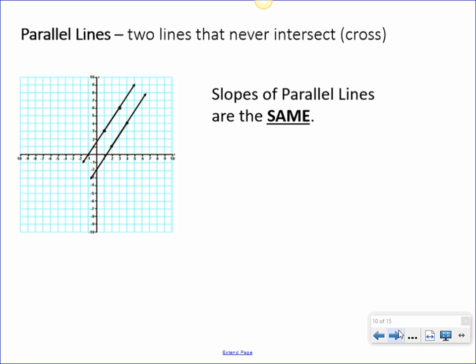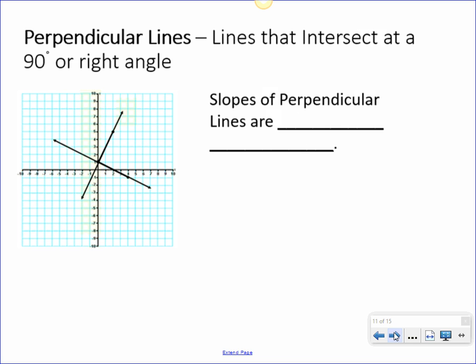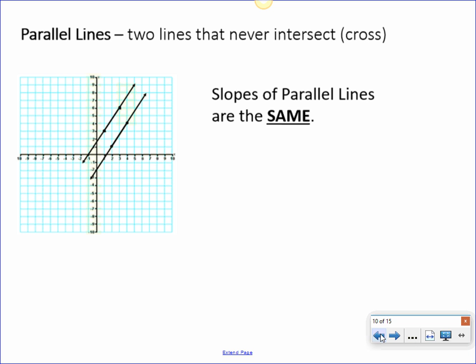Okay, so the first thing on our sheet, we have 2 lines, and the first thing we should know is that parallel lines, first of all, is what we're talking about, are 2 lines that never intersect. So if we look at these 2 lines here on the graph, these are 2 lines that never intersect.